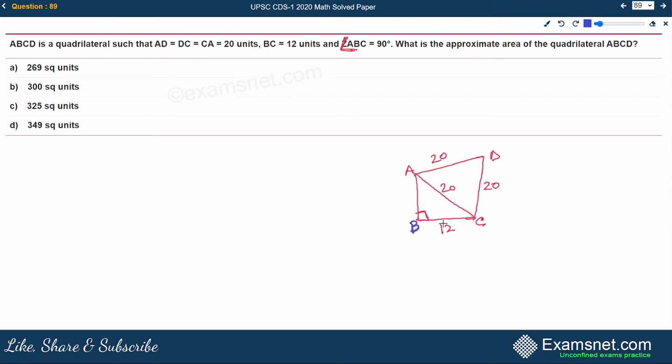So we can see this quadrilateral ABCD is a combination of an equilateral triangle, ACD, because all the sides of this triangle are equal, and a right angle triangle, because angle ABC is 90 degrees. So we will first separately find the area for both of them and then add them to get the area for the quadrilateral ABCD. Here, area of equilateral triangle. Now let me discuss the concept first.